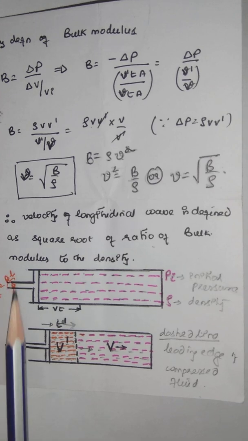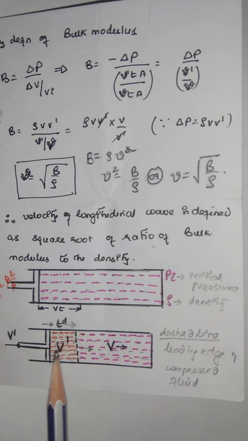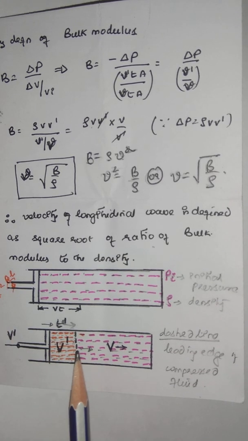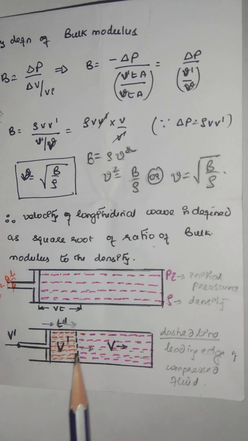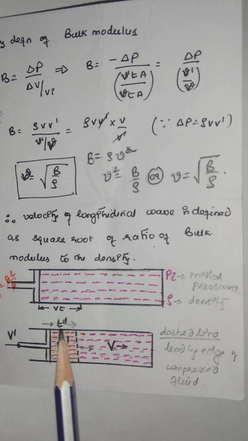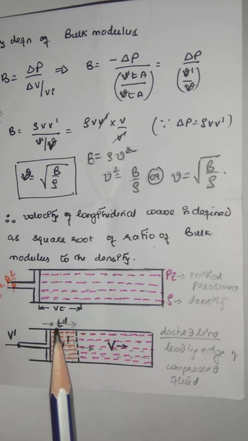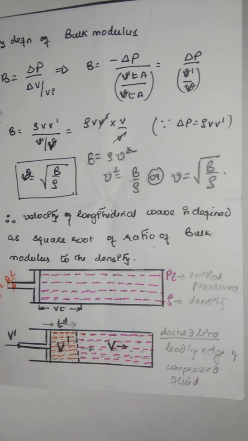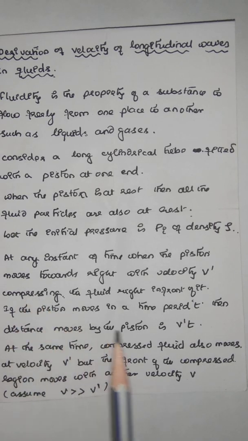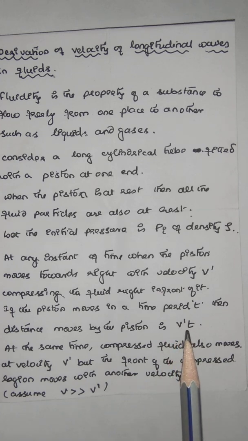Whenever this piston moves inside, it compresses the fluid here. And this compressed fluid moves with a velocity equal to V dash. Then what is the distance travelled by this compressed fluid? The distance moved by the compressed fluid, like the piston, is V dash into t. That means distance is velocity into time.